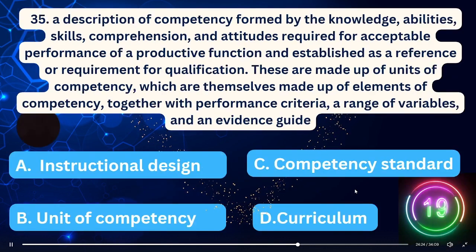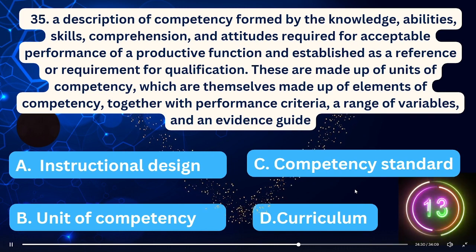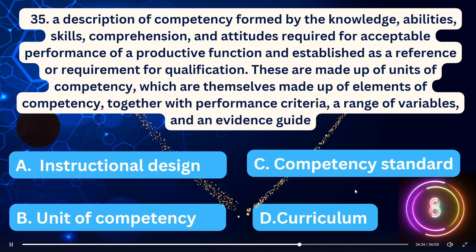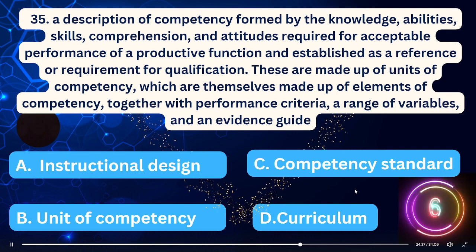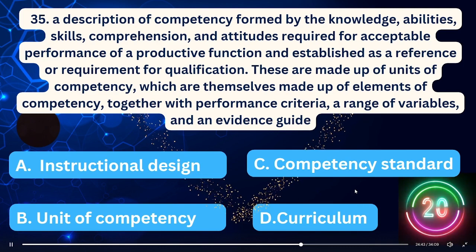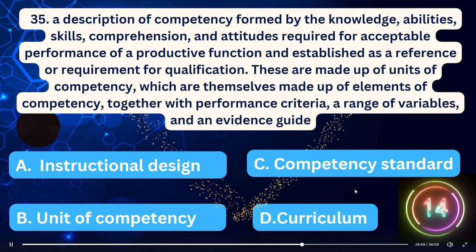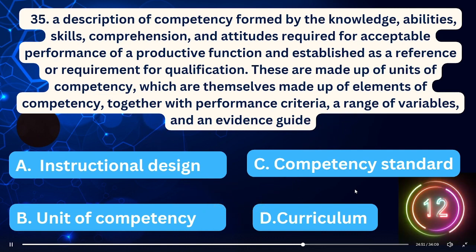Number 35. It is a description of competency formed by the knowledge, abilities, skills, comprehensions, and attitudes required for acceptable performance of a productive function and established as a reference or requirements for qualification. These are made up of units of competency, which are themselves made up of elements of competency, together with performance criteria, a range of variables, and an evidence guide.